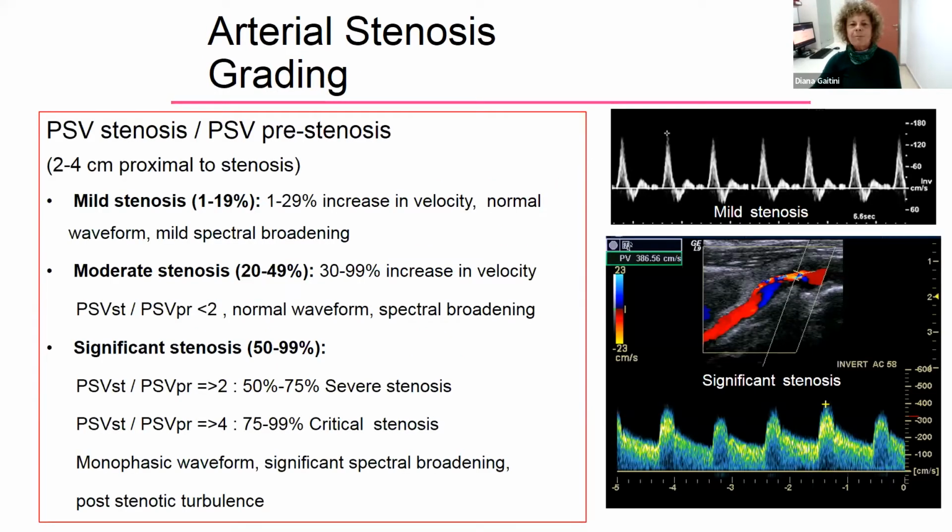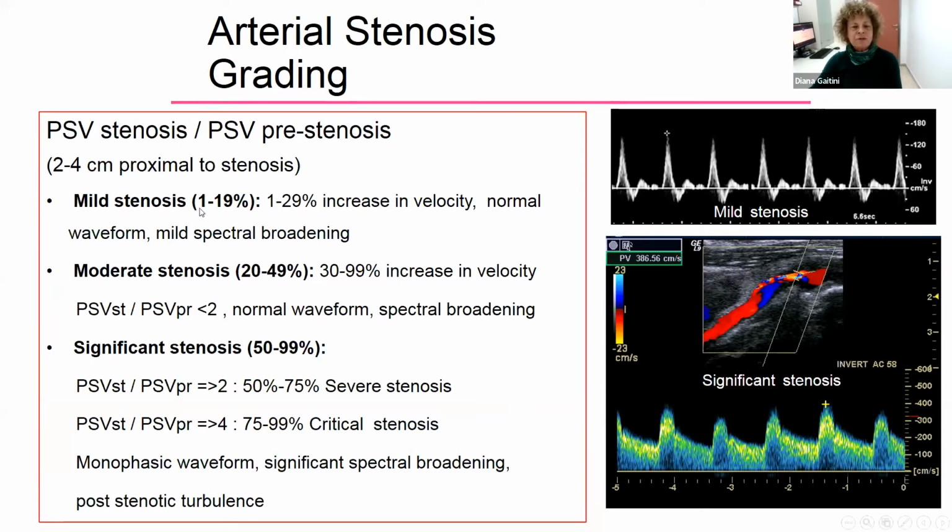Now, how is the Doppler of an arterial stenosis? To grade the importance of the stenosis, we will have the ratio between the peak systolic velocity at the area of stenosis divided by the peak systolic velocity 2 to 4 centimeters proximally, that is the normal artery.